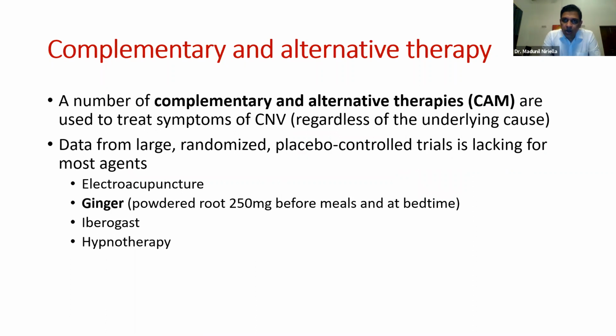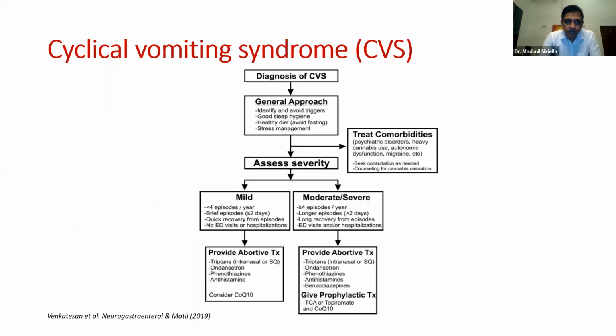There are complementary and alternative therapies also. A number of complementary and alternative therapies are used to treat symptoms of chronic nausea and vomiting, regardless of the underlying cause. Data from large randomized placebo-controlled trials are lacking for most of these agents. Some small studies have described benefit of electroacupuncture and ginger, and some others such as ibogaine and hypnotherapy. Ginger in powdered root form, 250 milligrams after meals and at bedtime, has shown some evidence in multiple studies.